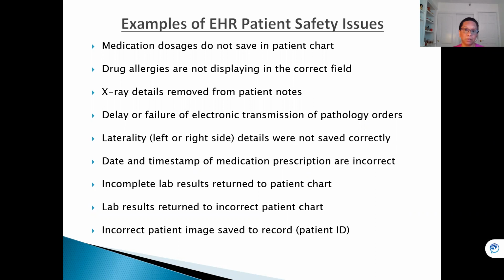These are just some examples of actual safety issues. So laterality got switched to left versus right. X-ray details were removed, medication doses not saved. So you got your drug name and your instructions, what happened to the dosage? Well, I wrote it, didn't save right, or it saved incorrectly. Lab results went to the wrong patient.